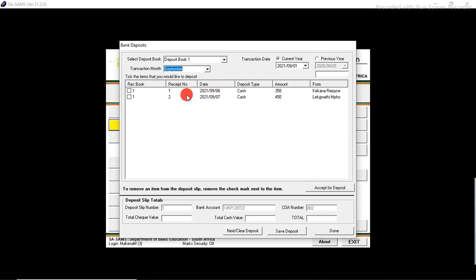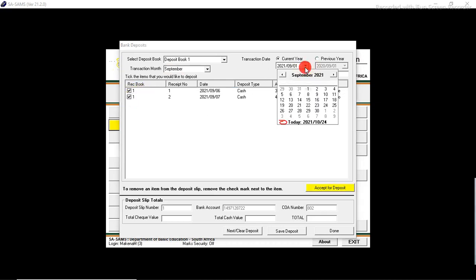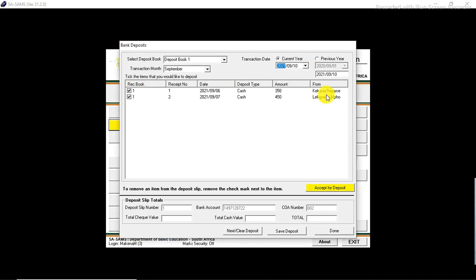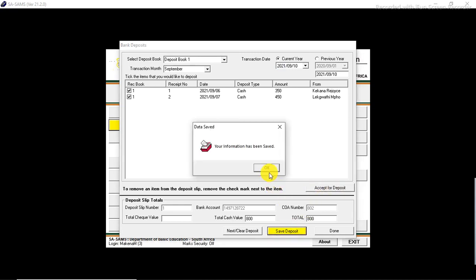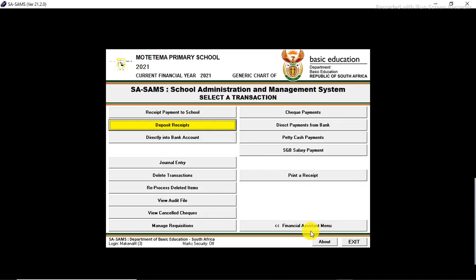When are you using it? Remember, if you're banking weekly, you will bank this in September, and on which day? They paid on the 6th and the 7th. We are banking weekly. You are banking this on the Friday. And then you say, these two receipts, I bank them. Then I save. I say, okay, I am done.